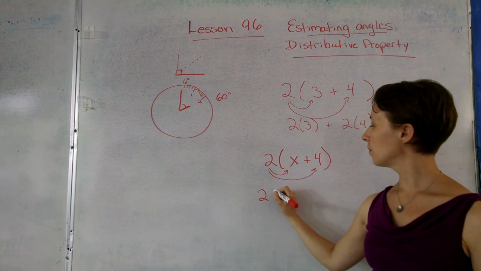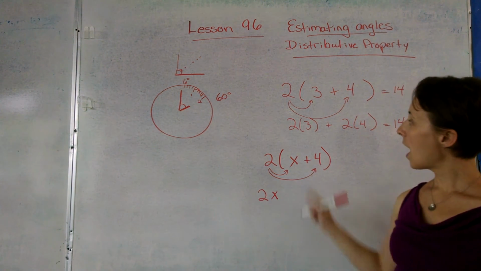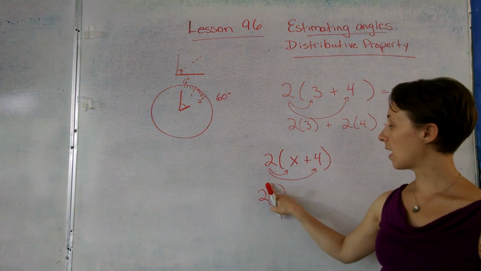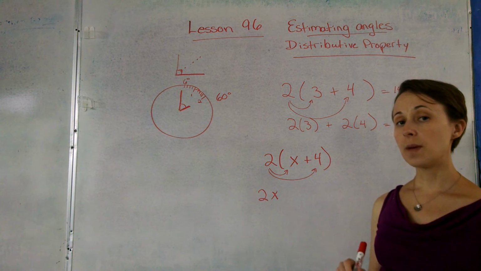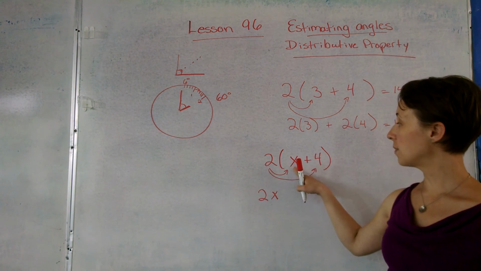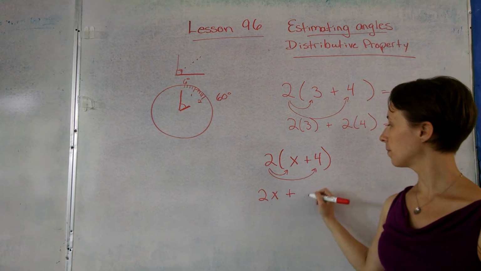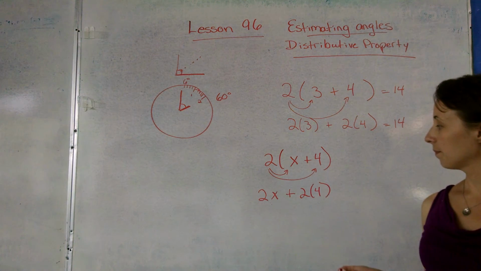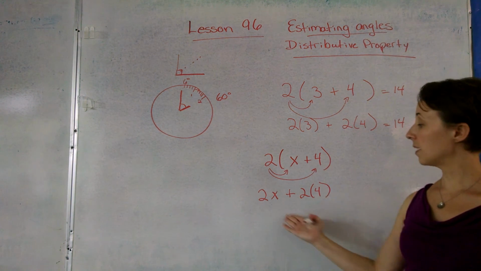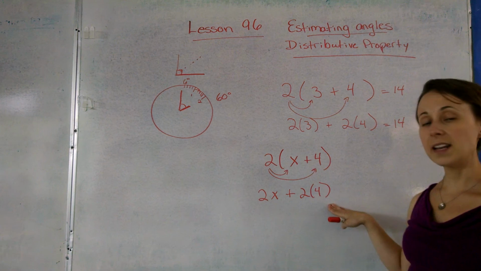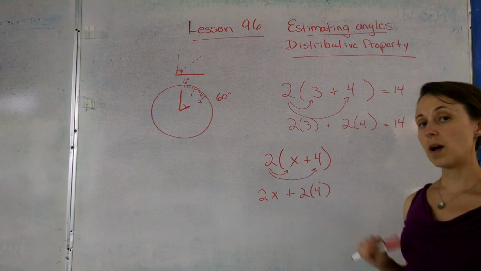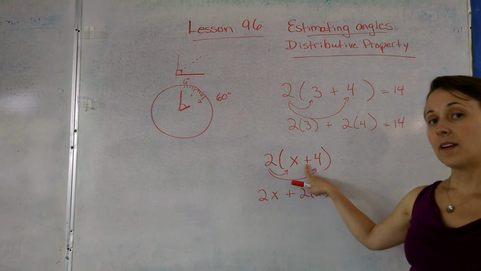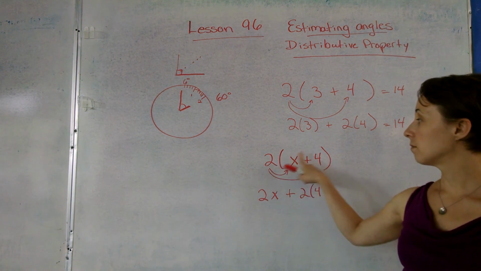I would write it as 2 times x. I can put the x in parentheses if I like. That makes more sense to me. Or I can set it right next to it without parentheses. Both ways are mathematically correct. 2 times x plus 2 times 4. I'm not going to be able to find an answer for this because I don't have x, but I am able to rewrite it this way. And this is all you need to do for these problems. Be careful of your negatives. It works with both positive and negative numbers in all cases.